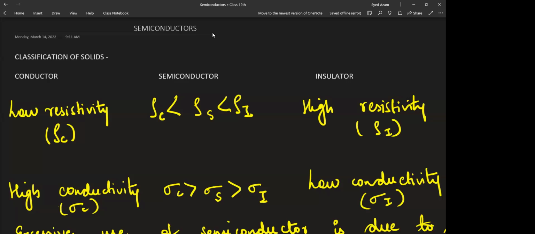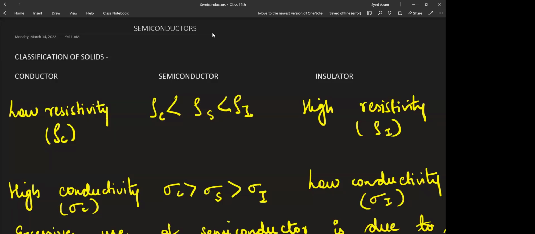Basically, semiconductors have properties in between those of a conductor and an insulator. Conductors have a low value of resistivity. Insulators have high values of resistivity. Semiconductors will have lesser than an insulator, but more than conductors, meaning in between the two. Similarly, conductors have a higher value of conductivity, insulators have low conductivity, so semiconductors will have intermediate conductivity between the two.